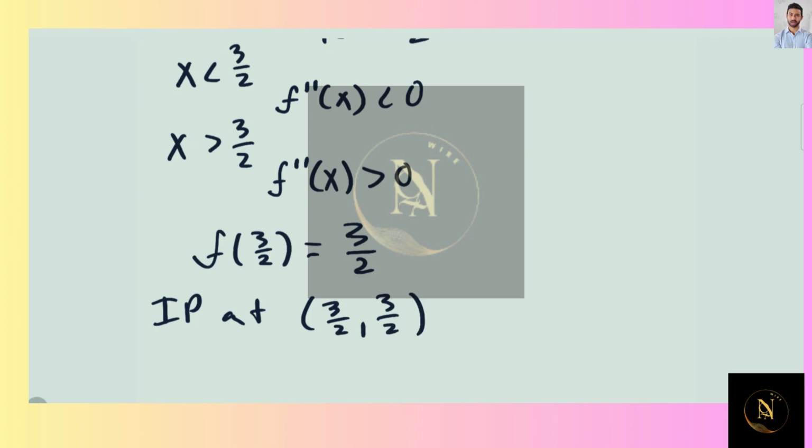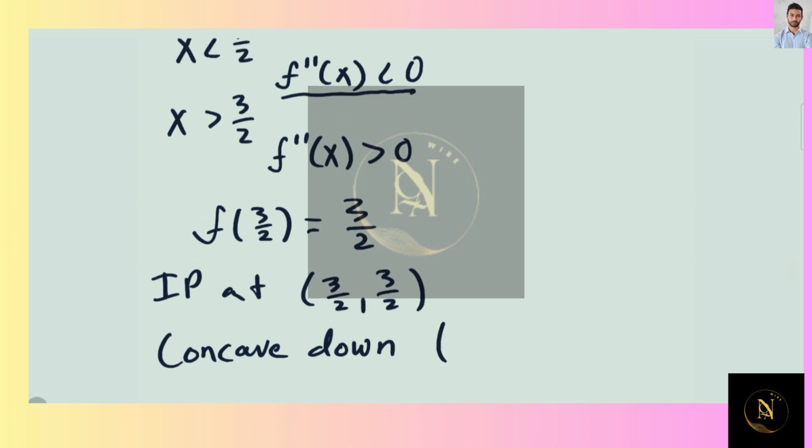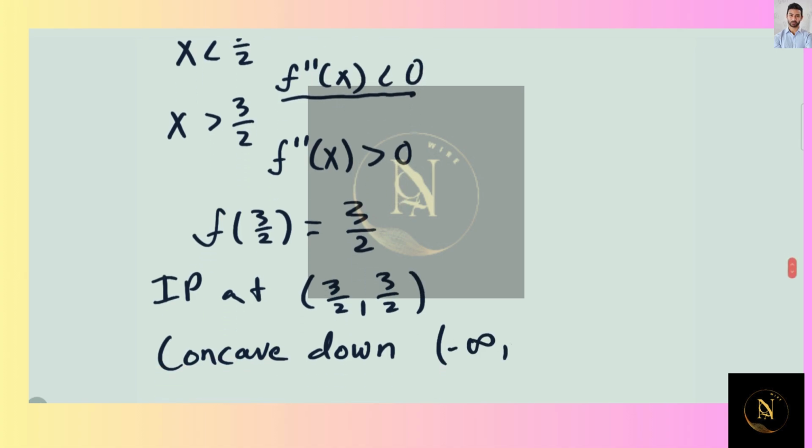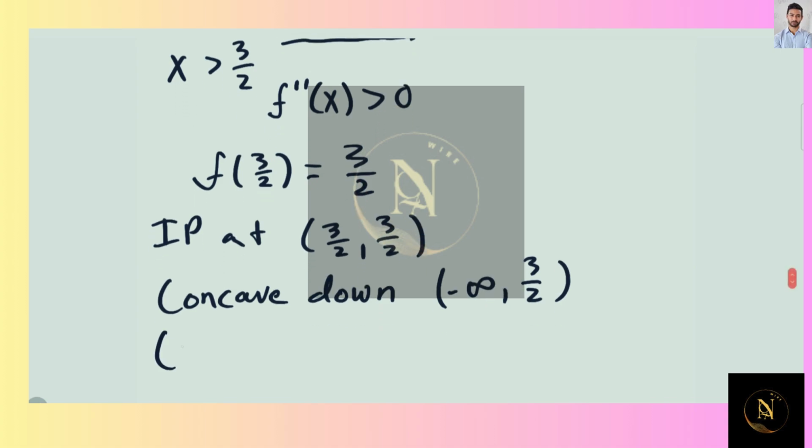And now for the intervals in which we're concave up and concave down, well, we're concave down whenever our second derivative is less than 0, so we're concave down for all x less than 3 halves. So you can say concave down from negative infinity to 3 halves. And then we're concave up wherever our second derivative is positive, which is for all values of x that are greater than 3 halves. So concave up from 3 halves to infinity.